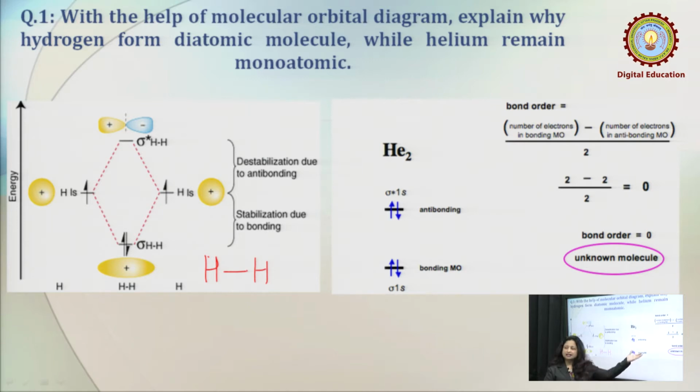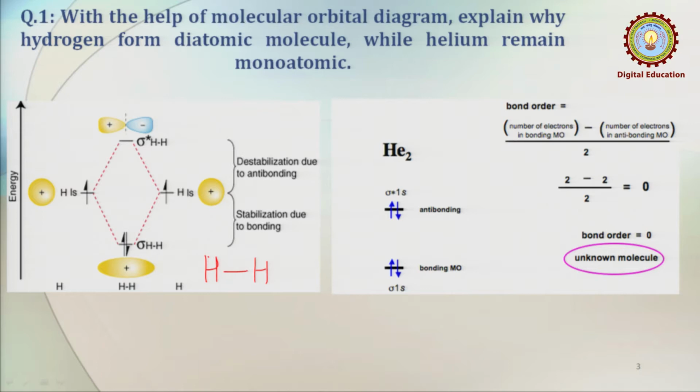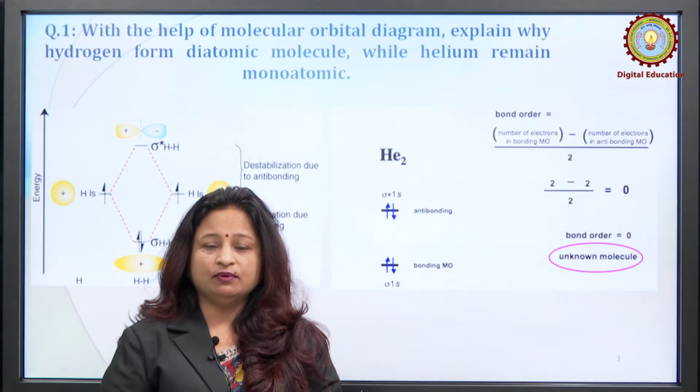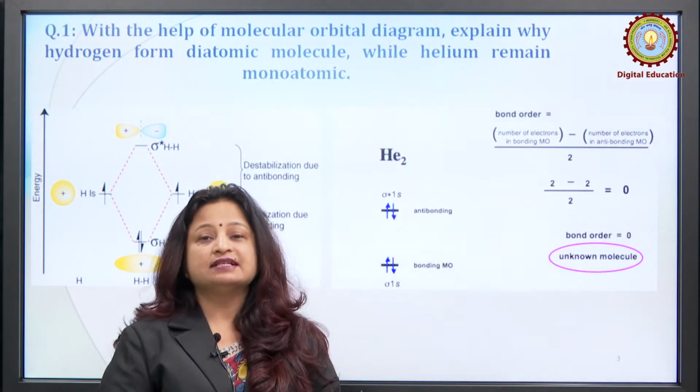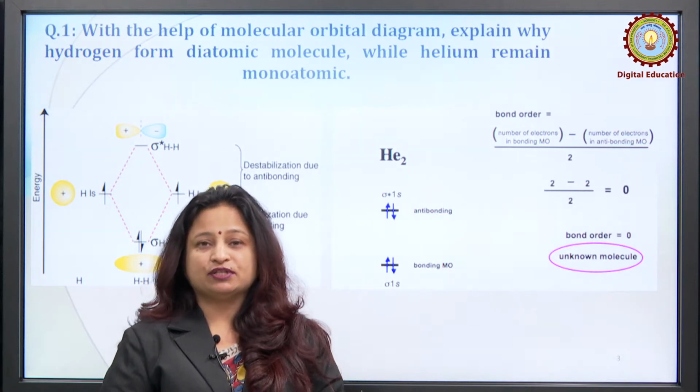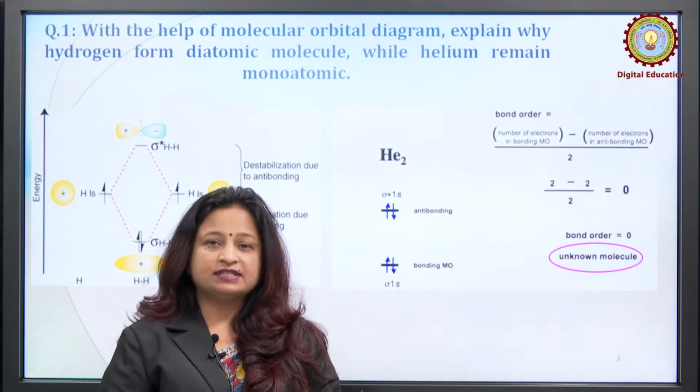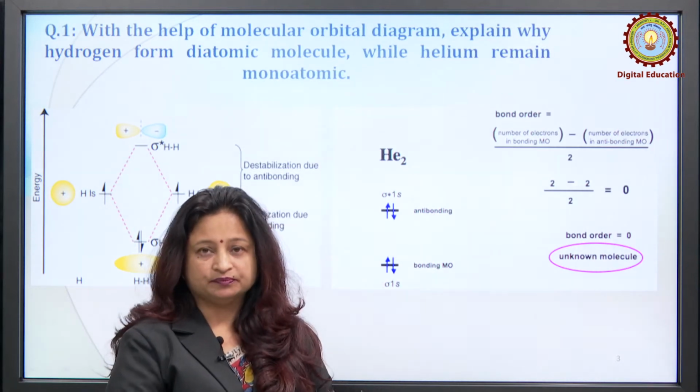Now, when we consider the helium molecule, we are also aware of the fact that in this particular case, the bond order is 0, which shows that this species does not exist, right. So, helium remains monoatomic. Monoatomic means it does not form a diatomic molecule, while hydrogen is a diatomic molecule because both the hydrogen atoms combine to form a stable hydrogen molecule. So, this is the answer to this first question.